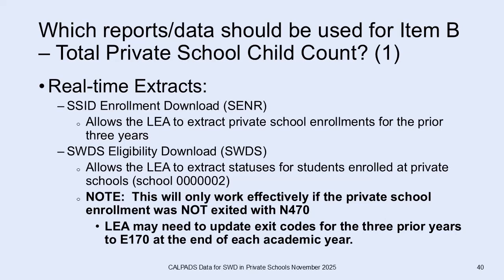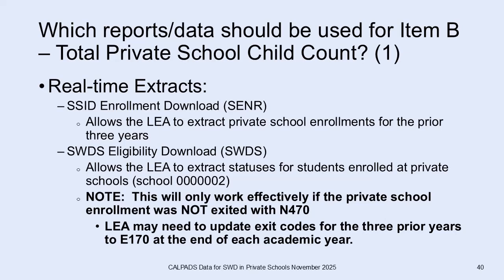But if you're choosing to use CALPADS data, I'm telling you the best practices in order to accurately pull it out. What it may require is that you go back and you look at all of the private school enrollments that you submitted. And for those that were enrolled at nonprofit private schools, it may require modifying the exit code. So I'm talking to my CALPADS administrators here also. Modifying the exit code rather than an N470, using an E170 and using an end date of the school year for that particular academic year. So what we're talking about here is 24-25, 23-24, and 22-23.